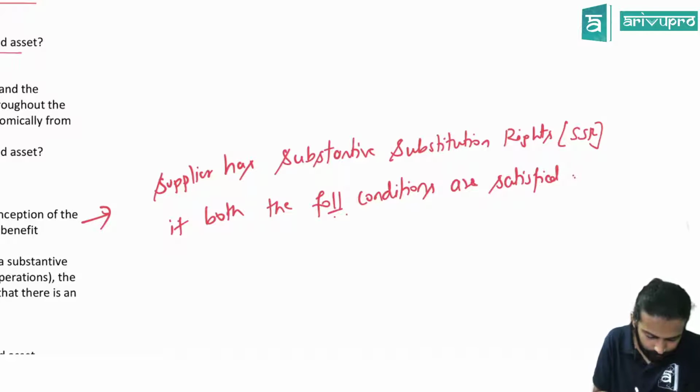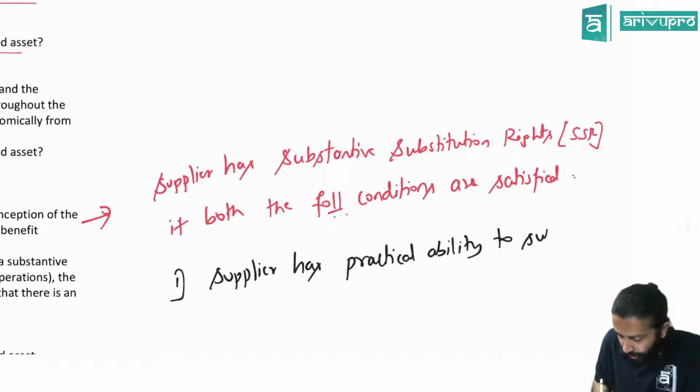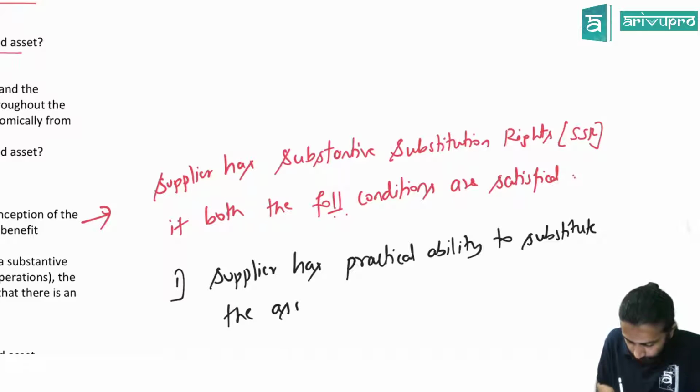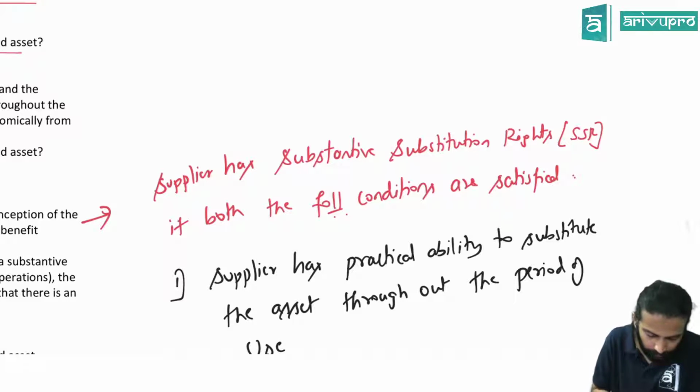First condition is supplier has practical ability to substitute the asset throughout the period of lease, throughout the period of use.